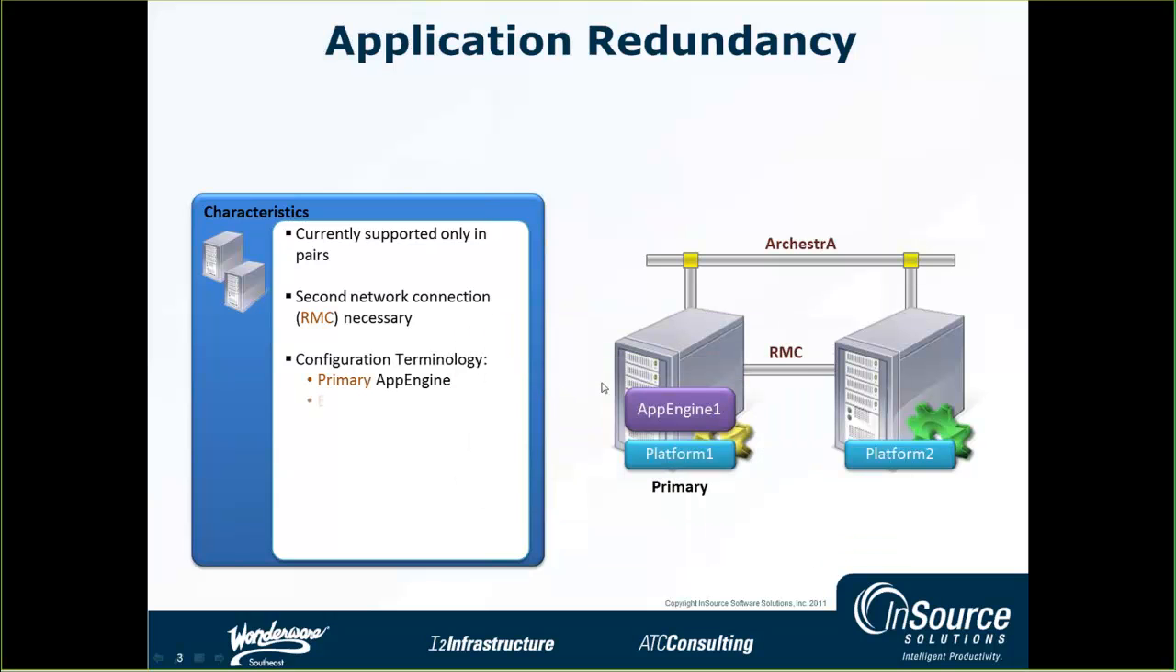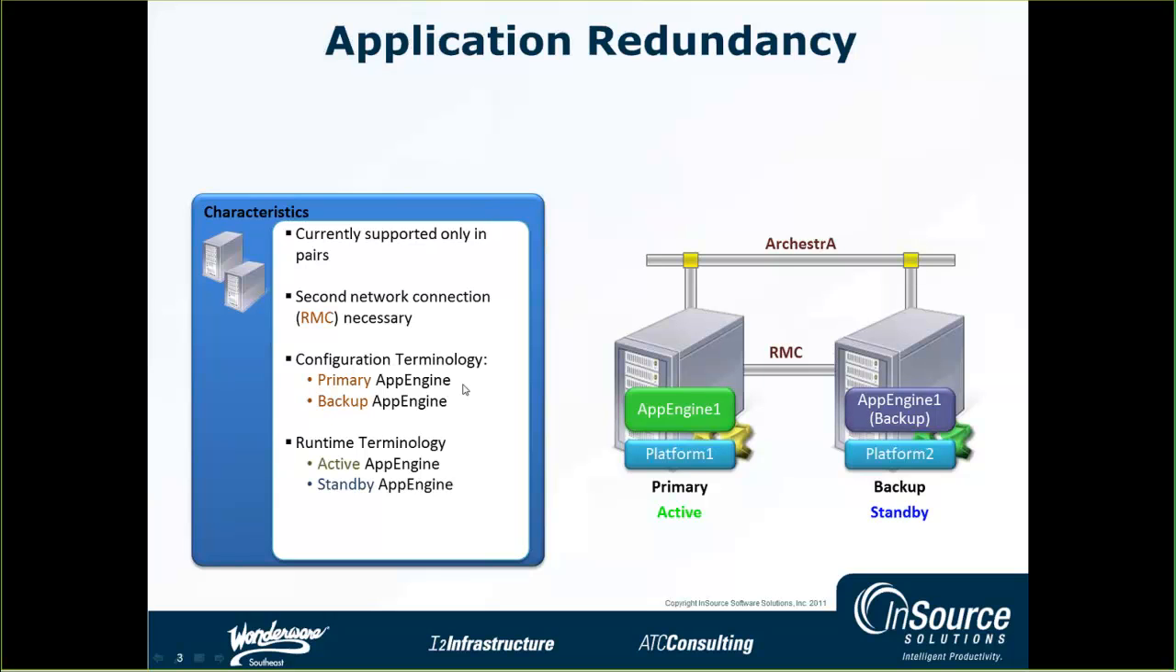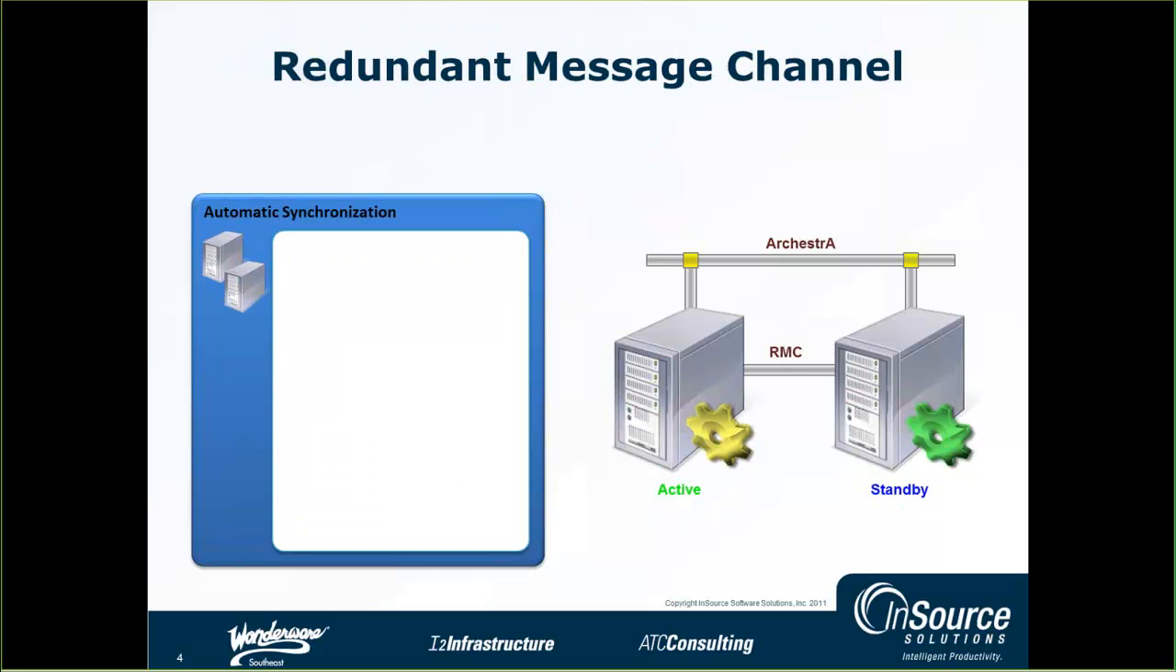So we have what's called a primary app engine, and once we make it redundant, we also have what's called a backup app engine. At runtime, we call it an active app engine and a standby app engine. The active app engine refers to the standby app engine as the partner. The redundant message channel.